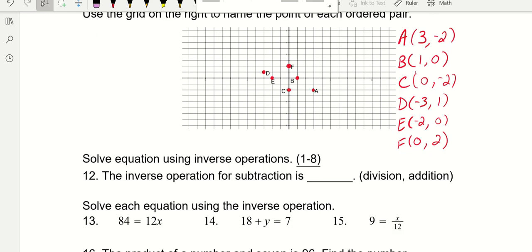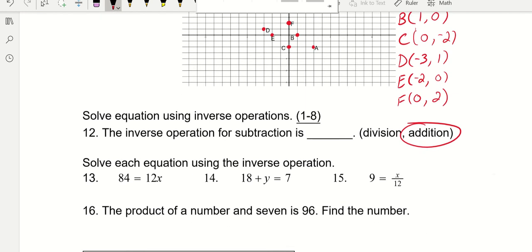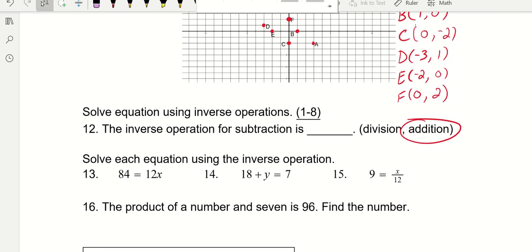All right, number 12. The inverse operation for subtraction is addition. Solve each equation using the inverse operation. Okay, 84 equals 12 multiplied by x. What is happening between the 12 and the x? Multiplication. What is the inverse of multiplication? Division. So I need you to show this division just like this. All right, very good. Now 84 divided by 12, that is 7. 7 is equal to x.